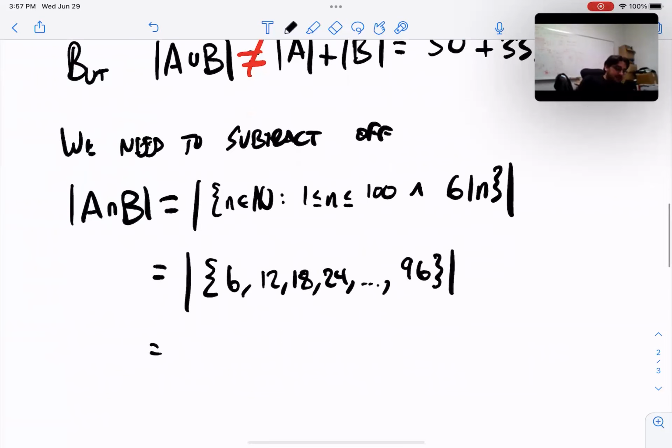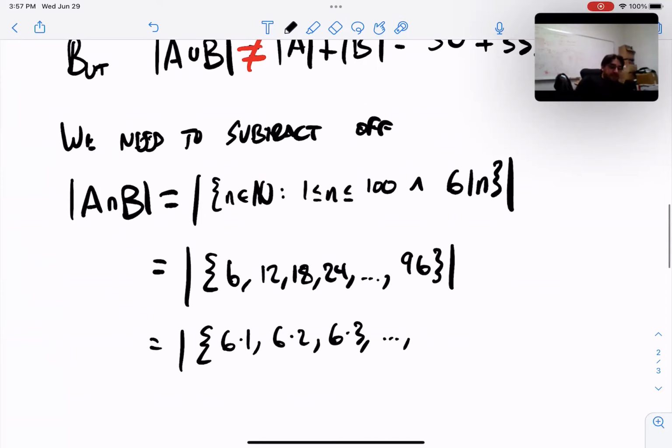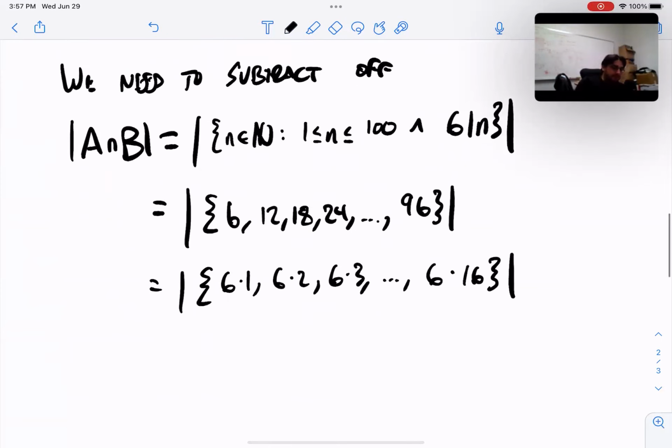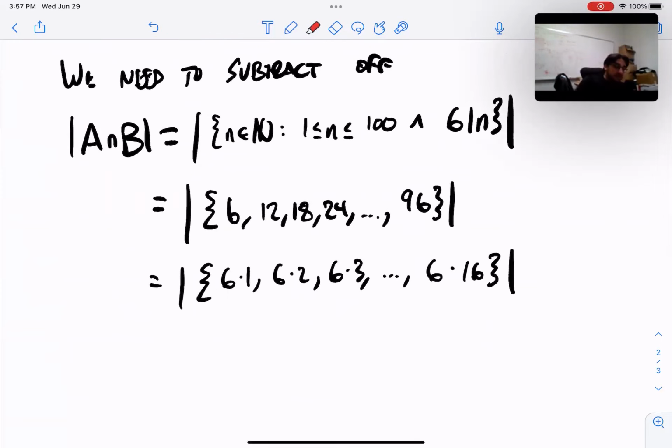Right, and then I can rewrite these again: 6 times 1, 6 times 2, 6 times 3, up until this very last one is going to be 6 times 16. Right? There's our set. And once again, it makes it nice and easy to count when you write it that way. 1, 2, 3, up to 16. So there's 16 elements here.